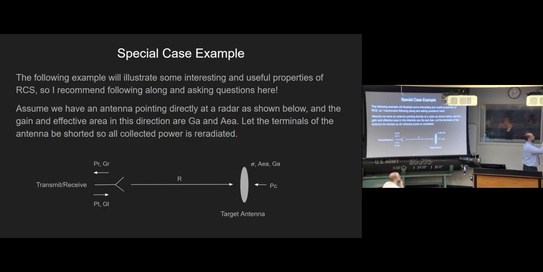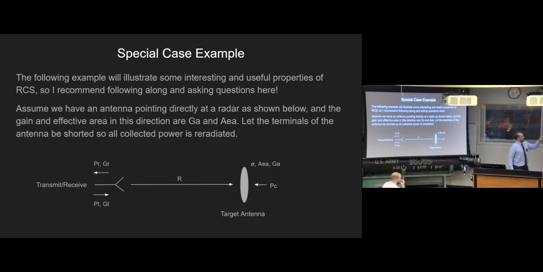So, I recommend following along and asking questions as I'm going. If there's anything you're confused about, feel free to ask questions. I'll do my best to answer. But we also have Q&A at the end if you would like to wait. So be it. All right. So, assume we have an antenna pointing directly, this is the antenna I'm mentioning in this case, pointing directly at the radar shown below.